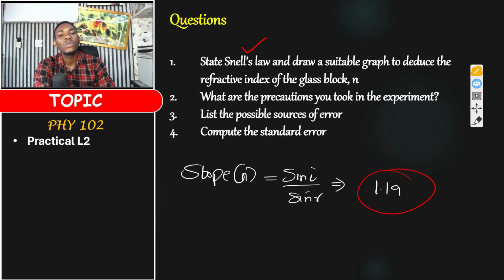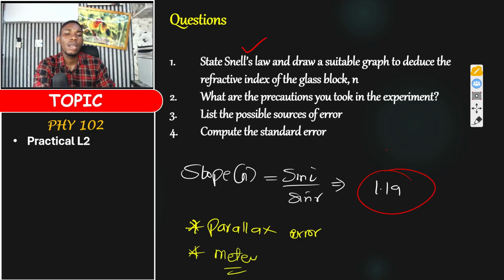Now, list the possible sources of errors. What are some possible sources of error? You have parallax error. It is something that we cannot do without when we are talking about physics practical, even when it is not there. Parallax error. All right. Another error that we also have is zero error of meter rule, because you'll be using a meter rule for your measurements and for other reasons. So you have zero error of meter rule. Is that okay? These are various sources of error.